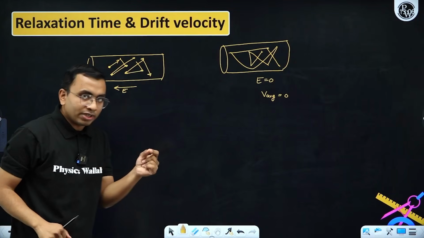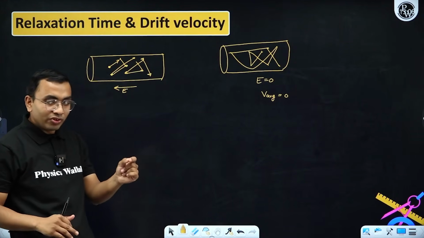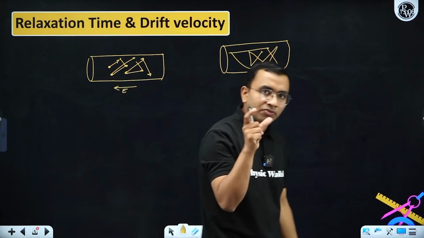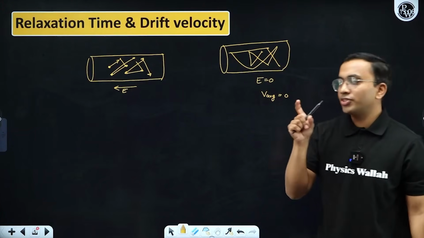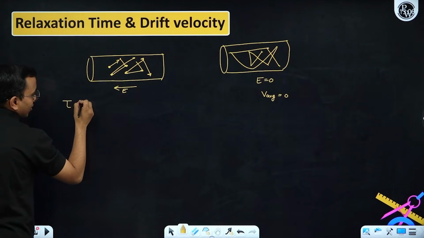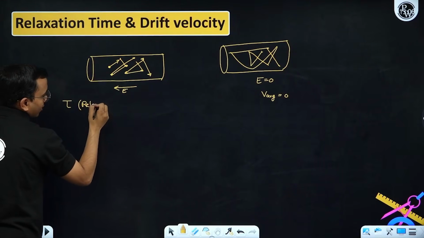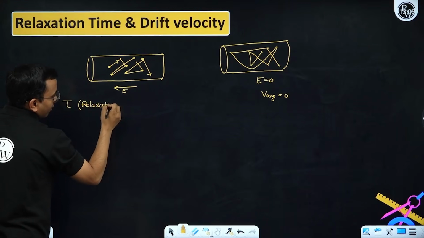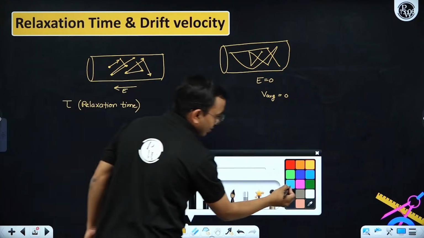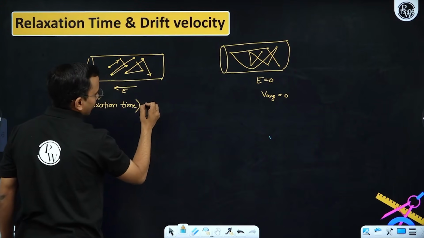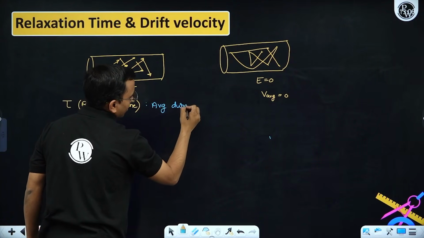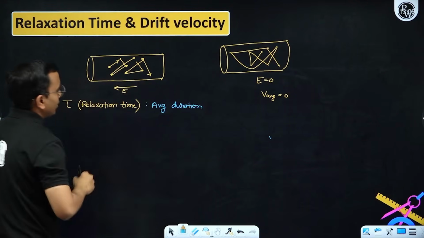So the electron is moving, colliding, then moving, then colliding. This duration between two collisions, the average duration between two collisions, we call the relaxation time, and we denote it with tau. So this is my relaxation time: the average duration between two collisions.